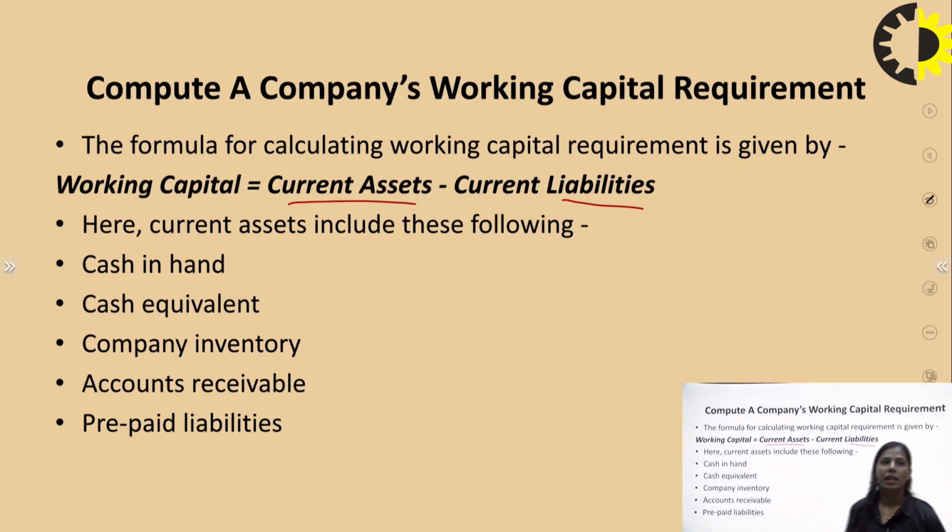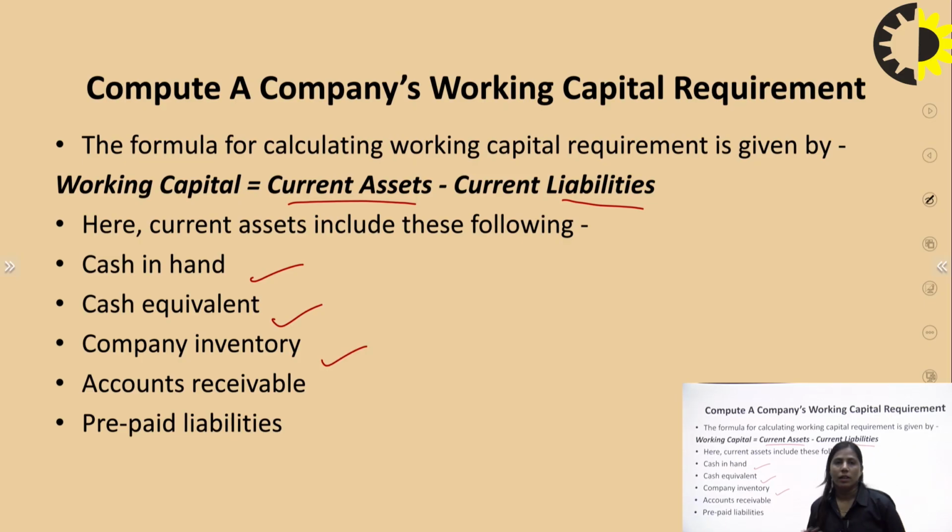Now current assets can include whatever cash we have in hand. It can be cash equivalents, and we also have inventory. So whatever amount we have in current assets will be considered as cash equivalent. Then it will also include the company inventory. Whatever amount is in the company's inventory will be considered as current assets.